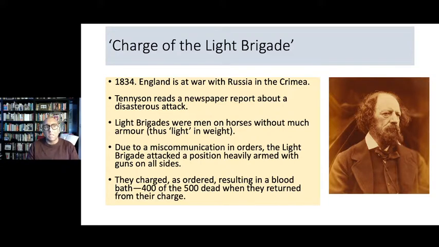And Tennyson is in London, and he reads a newspaper report about the disastrous attack. The light brigade, as opposed to heavy, were men on horses without much armor. That's why they're light. There was a miscommunication of orders, and the light brigade attacked a position heavily armed with guns on all sides. It was basically a suicide mission. They charged as ordered, and it was a bloodbath. 400 of the 500 men were dead when they returned from their charge.